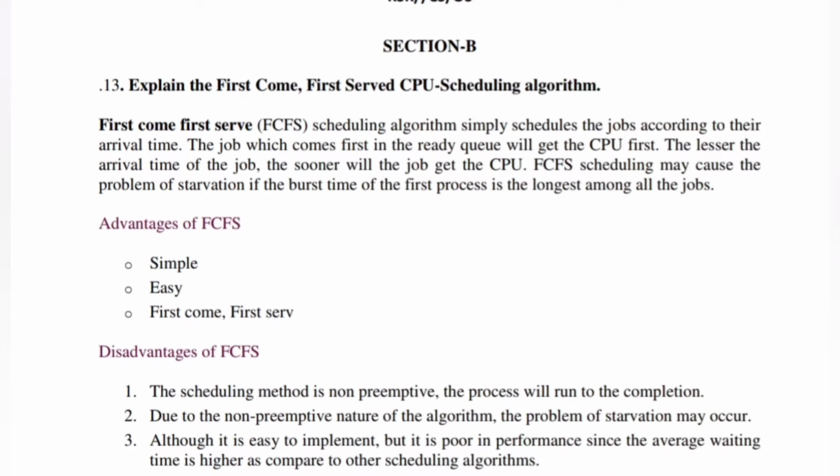FCFS scheduling may cause the problem of starvation if the burst time of the first process is the longest among all the jobs. Advantages of the FCFS: simple, easy, first come first serve. Disadvantages of the FCFS: the scheduling method is non-preemptive, the process will run to completion. Due to the non-preemptive nature of the algorithm, the problem of starvation may occur. Although it is easy to implement, it is poor in performance since the average waiting time is higher as compared to other scheduling algorithms.